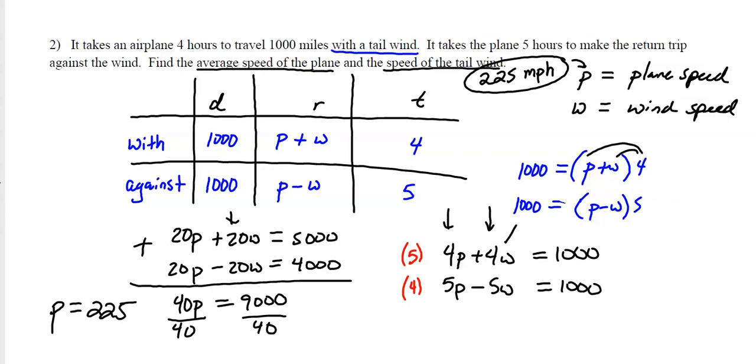So maybe I'll use this top equation here because it's all nice in addition. So 4 times 225, that's 900. And 900 plus 4W equals 1,000. So 4W equals 100. So it looks like the wind speed was 25 miles an hour.